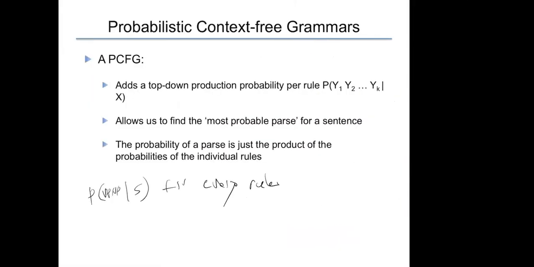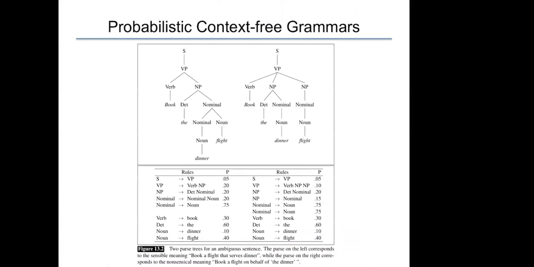Okay, so that's good. So that's exactly what we have in the next slide, right? We can compute the probability of each rule, and then we just multiply all of them to compute the probability of the final parse. And remember that this was also another ambiguous case, because you have a sentence, book the dinner flight, and it's ambiguous whether the dinner and flight go together or book, dinner and flight are all parallel.